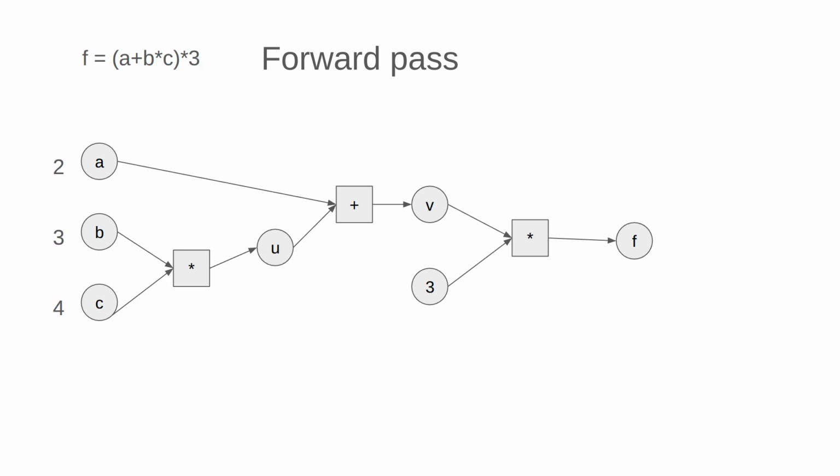Suppose that the values of a, b, c are 2, 3, 4. Let's see how we can evaluate this computational graph. Actually, it's quite easy. As we know how to do the math, we just multiply b and c together to produce u, and u is added to a. So 2 plus 12 is 14, and 14 multiplied by 3 is 42. So this is how we evaluate the computational graph.